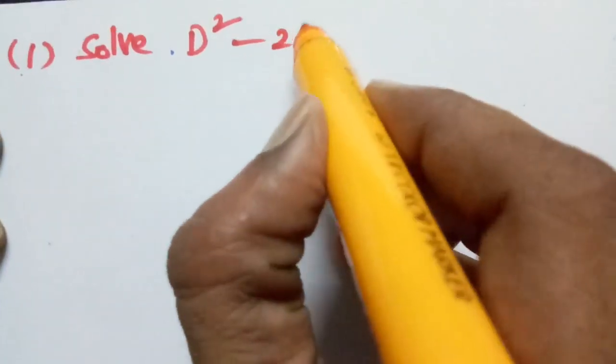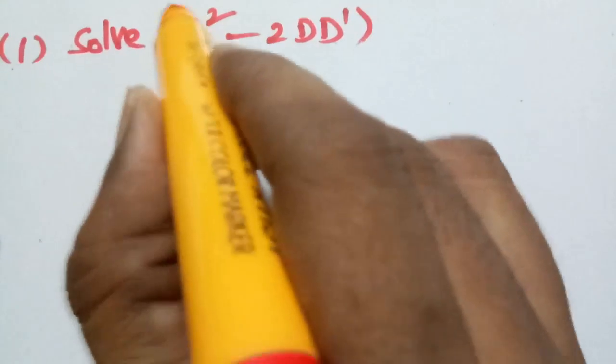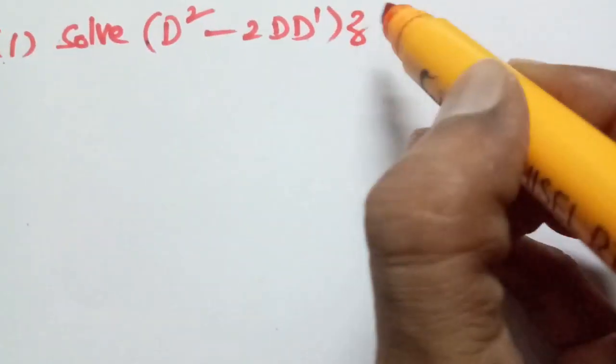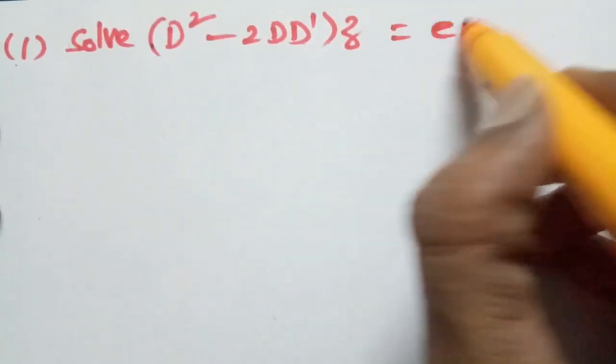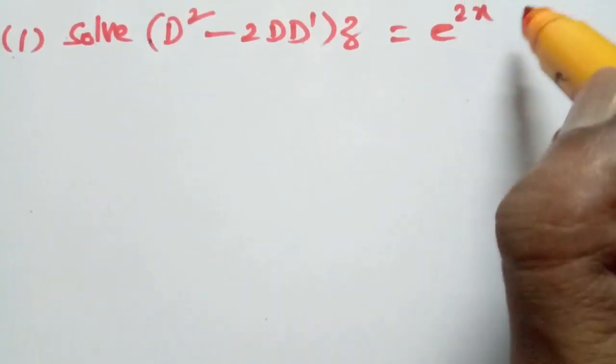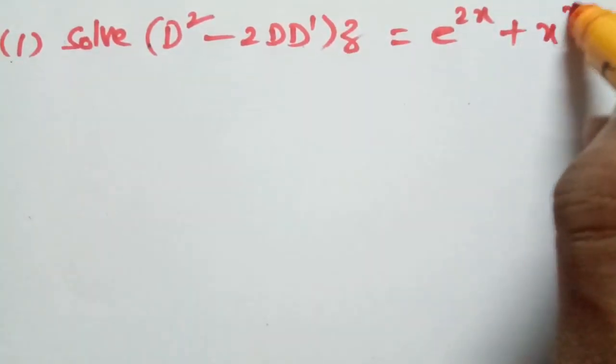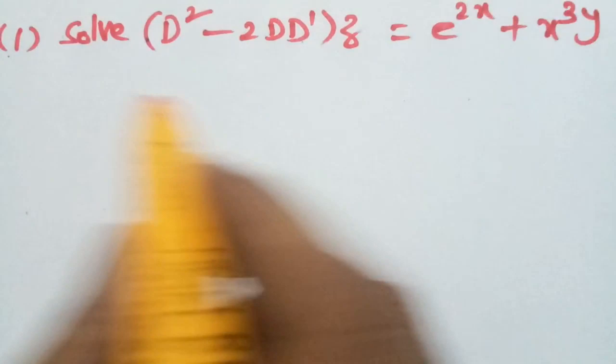Problem number 1. Solve D square minus 2 D D dash into z is equal to e power 2x plus x cube into y.